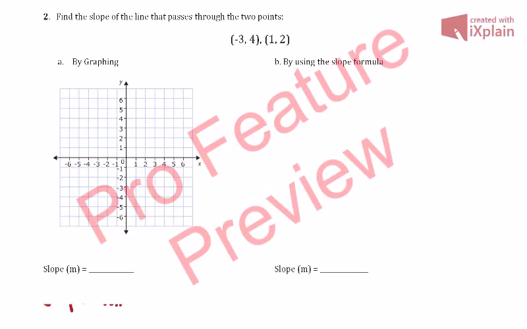We have the points (-3, 4) and we have (1, 2). I'll draw my line. Okay, remember again, our slope is our rise over run.